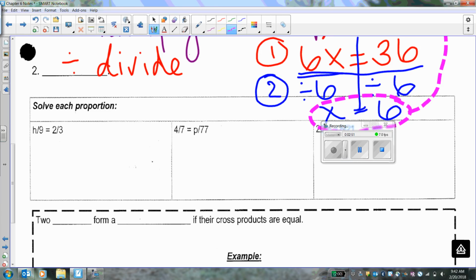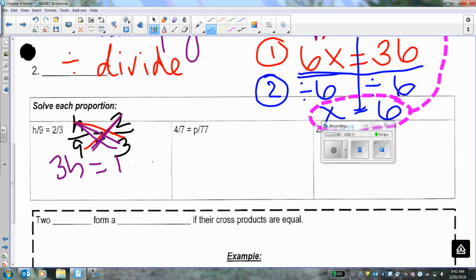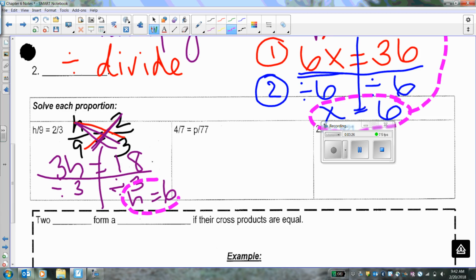All right, I'm going to do one more example with you, and then you are going to try the other 2 on your own. So h over 9 equals 2/3. All right, so cross multiply. So h times 3 is 3h equals 9 times 2, which is 18. Draw your balance bar. Divide by 3. Divide by 3. H equals 6. Another 6er. So instead of h, you could put a 6 there. All right, you guys try this one and this one on your own.